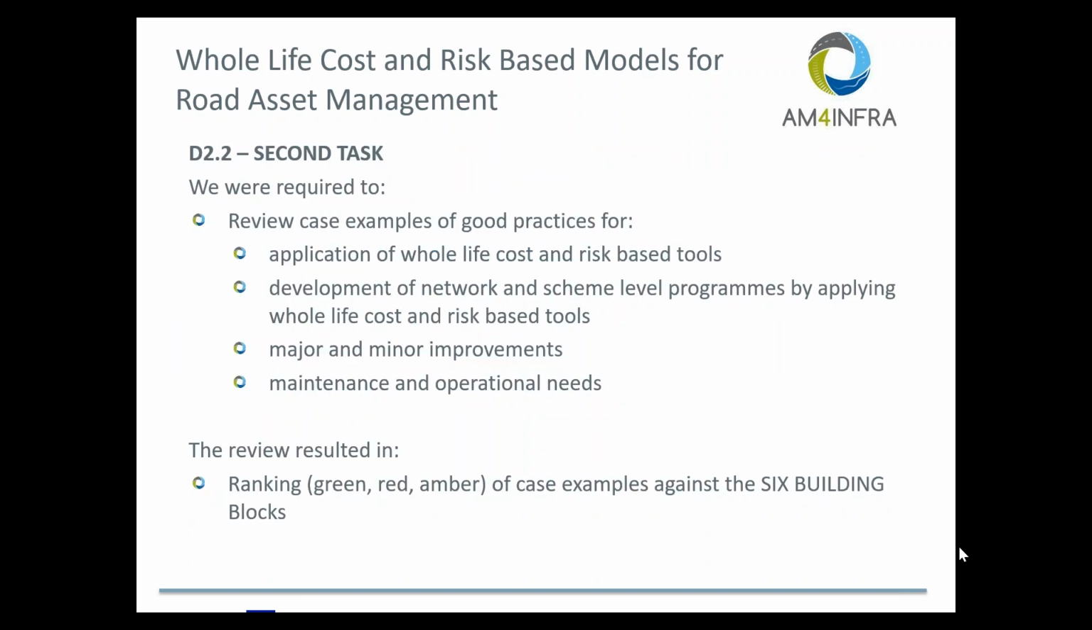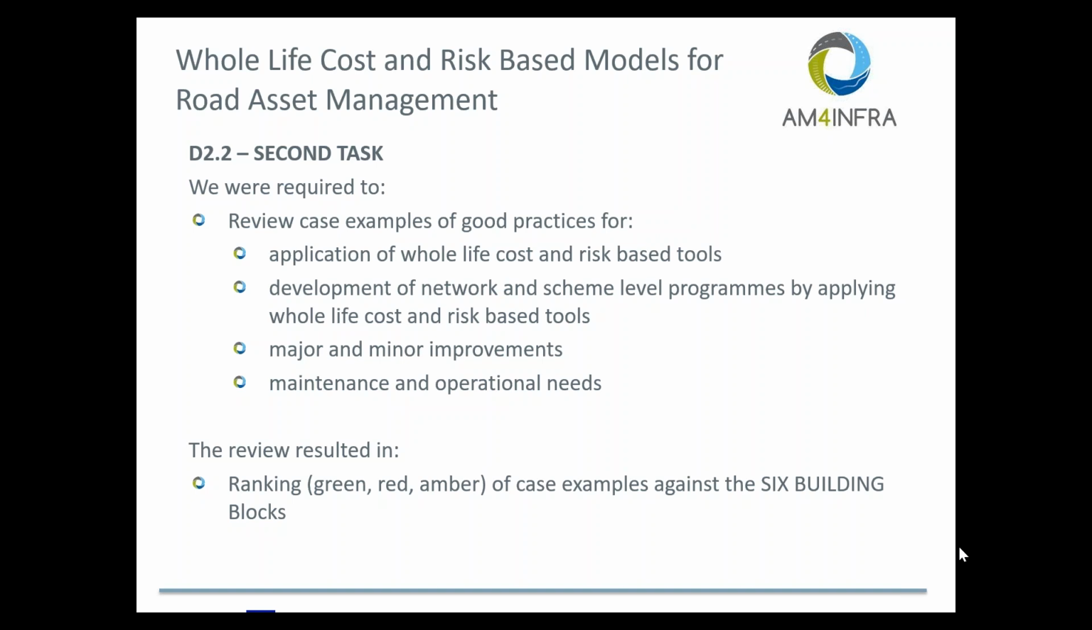Okay. So the second task is to review practices across various countries. We sent a series of questionnaires. We had meetings with practitioners across Europe, and identified, without being patronizing, case examples of good practices for the application of whole life cost and risk-based tools. How do we develop the network and scheme level programs by application of whole life cost and risk-based tools?